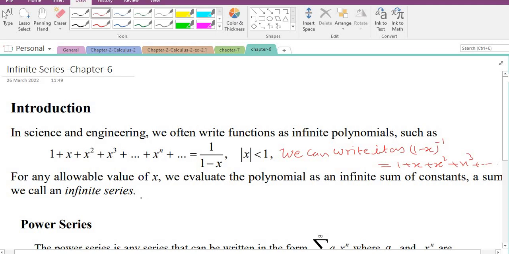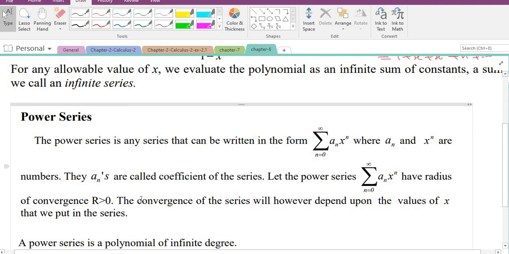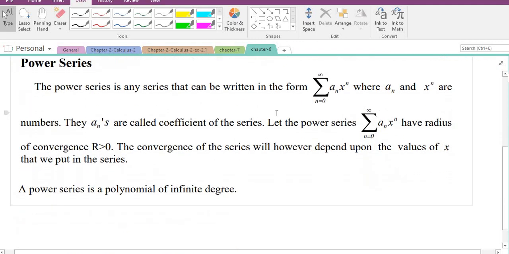Now, the second thing is power series. If any mathematical expression is given starting from n equal to 0 to infinity, a_n x to the power n, where a_n and x are numbers, and a_n are used as coefficients of the series, then that type of expression is called a power series. Sometimes it is written like this, or sometimes it may start at n equal to 1 also. So this is called a power series.